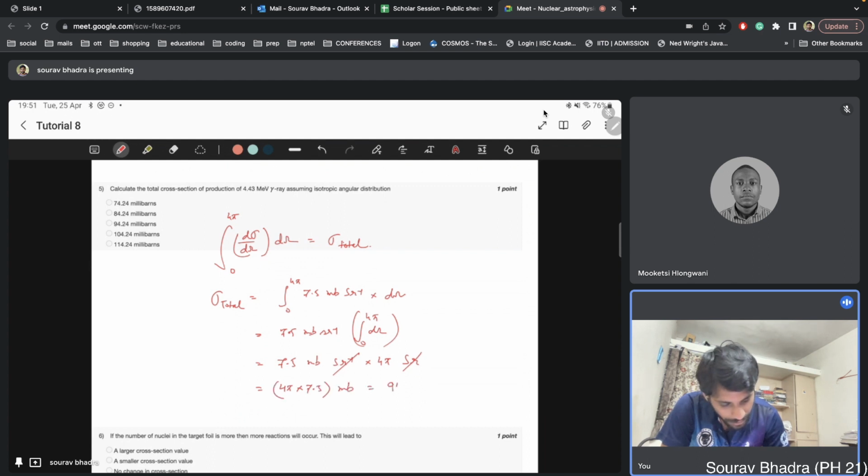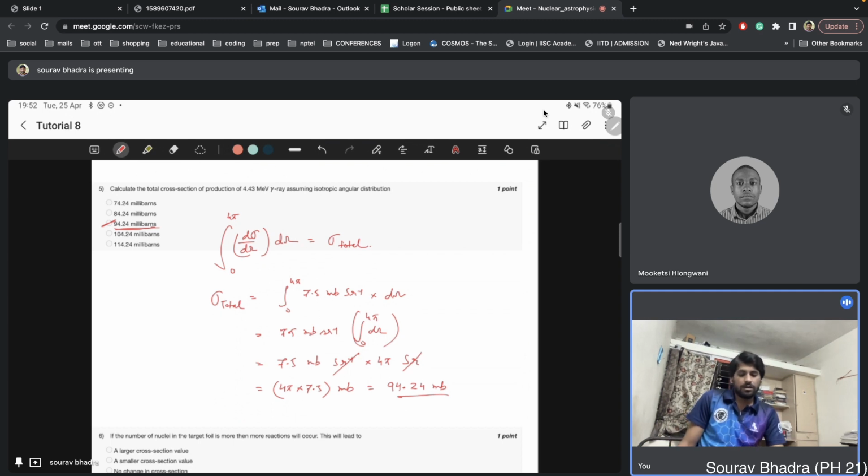Okay, that is 94.24 millibar. So you can see we have converted from millibar per steradian to millibar only. The steradian part is gone due to the integration over the whole solid angle. So 94.24 millibar is the answer.